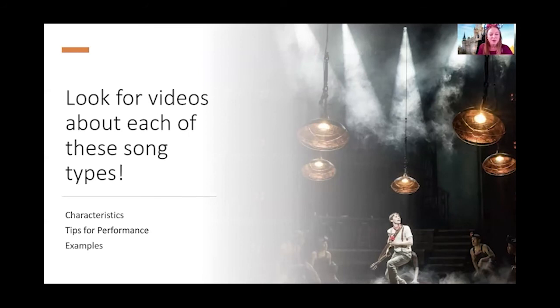Look for videos about each of these song types. In each video, I'll talk about some common characteristics of the song type and give you some tips for analyzing and performing it. We'll also look at some examples.